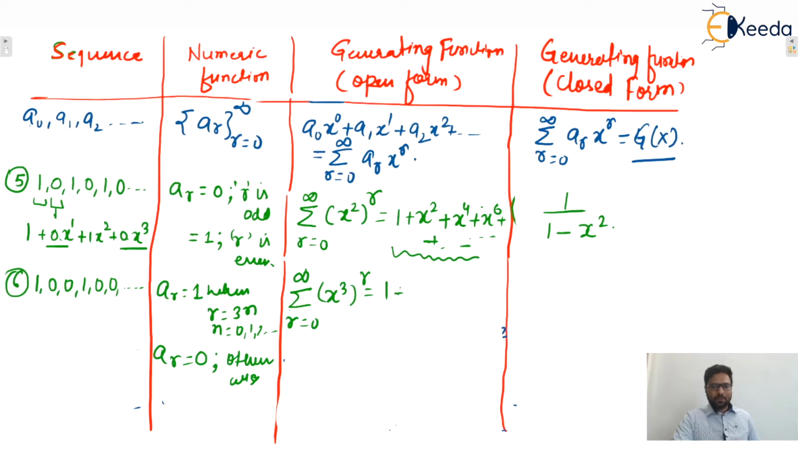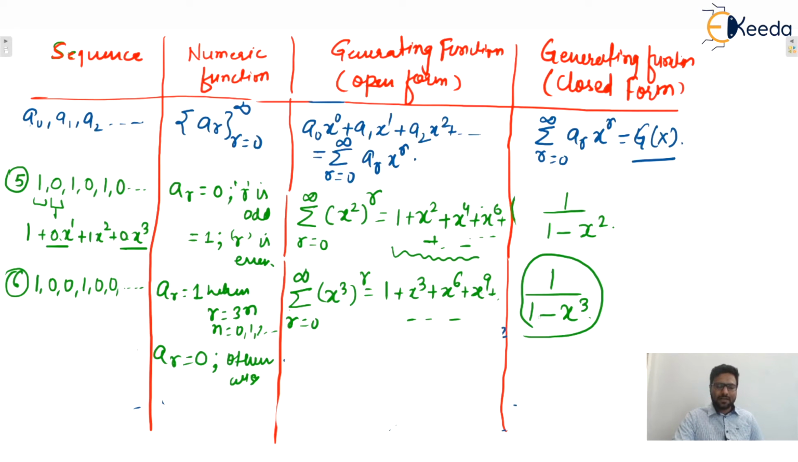So here we see 1 plus x cube plus x power 6 up to infinity. This is also an infinite GP with common ratio x cube. So it becomes 1 upon 1 minus x cube. That is the closed form, or the generating function. Okay, write down the next one.